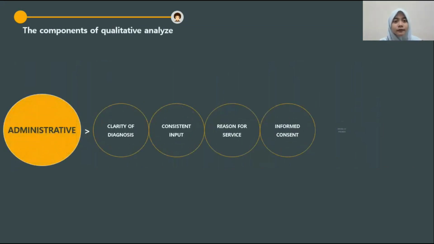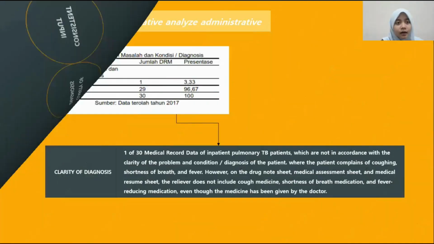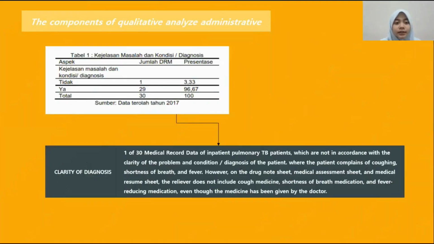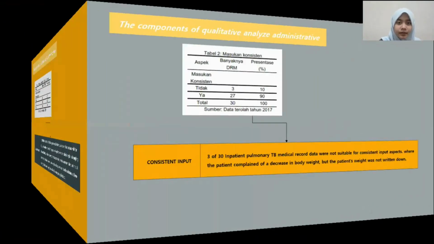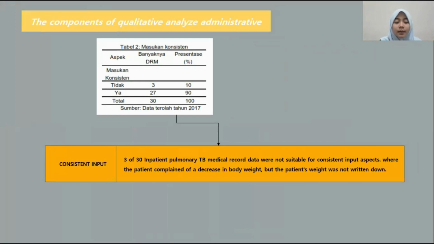And for the components of the qualitative analysis, there are 6 components. 1. It's about the clarity of diagnosis. 1 of 30 medical record data of inpatient pulmonary TB patients was not in accordance with the clarity of the problem and condition of the patient. 2. About the consistent input. 3 of 30 inpatient pulmonary TB medical record data were not suitable for the consistent input aspect.